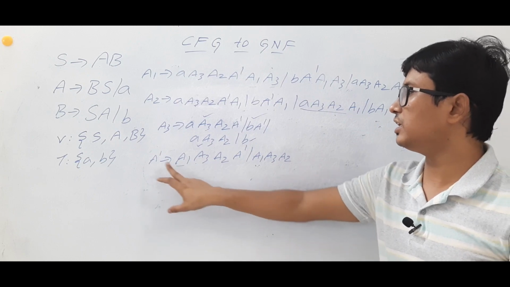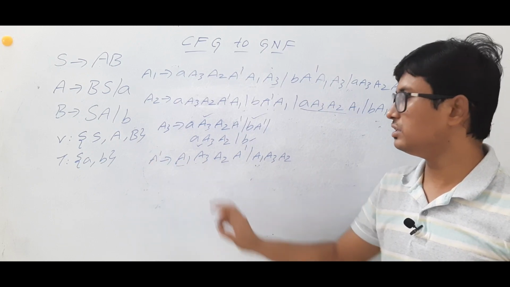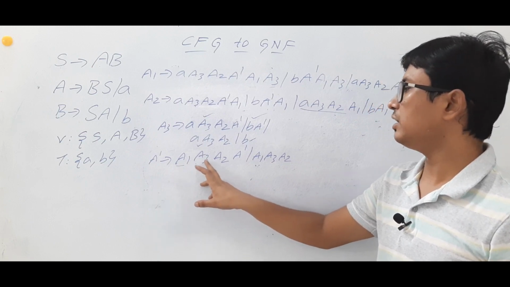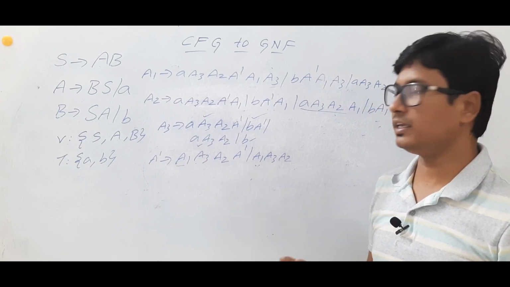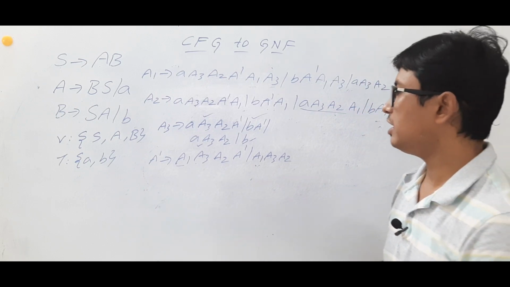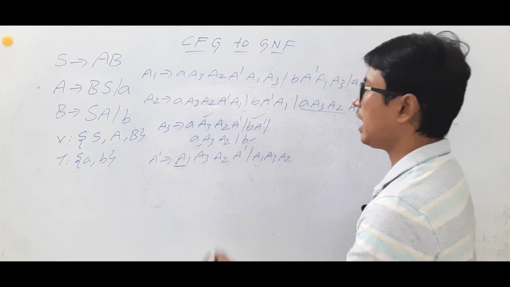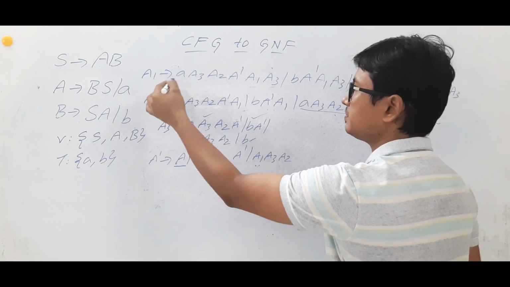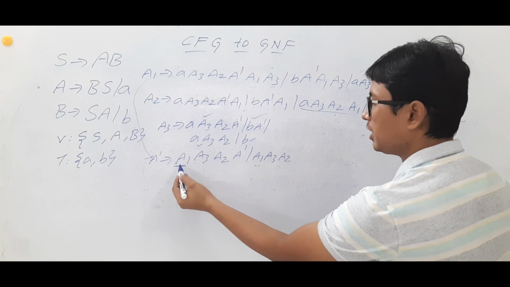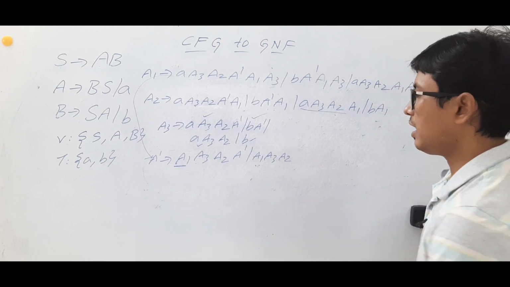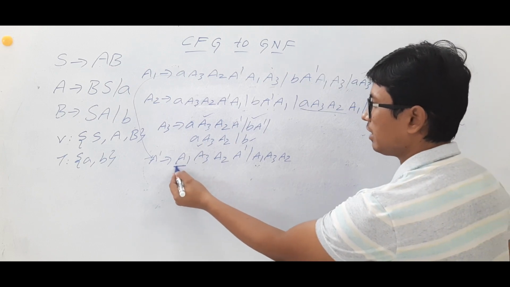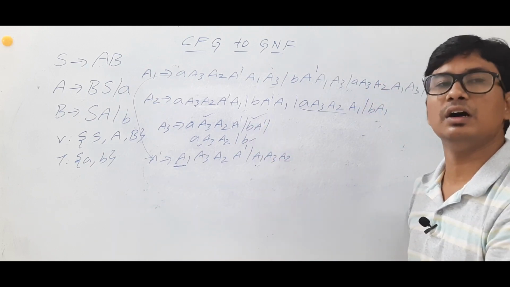Now if you see, A dash is not in the GNF, because A dash determines A1, A3, A2, and A dash. So how can I make it in the GNF? In place of A1, I keep this entire production. In place of A dash, I will keep A1 and this one. Are you able to understand? So here I will keep A1. Already A1 is in the GNF.